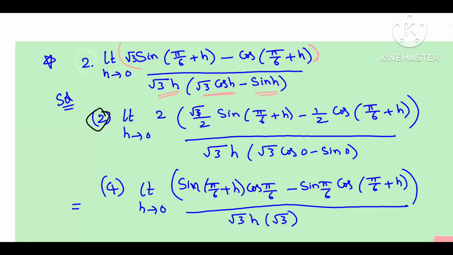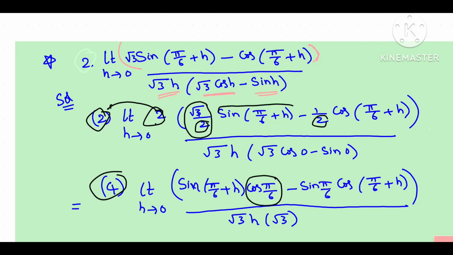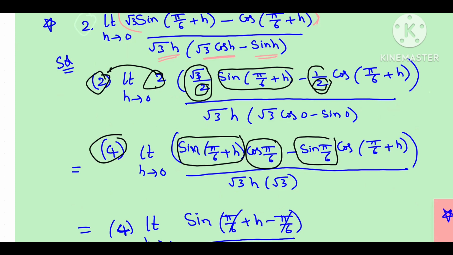So in the numerator we can adjust to sin a minus b or cos a plus b. Here divide and multiply by 2. So here also 2 dividing. So 2 into 2, 4. 4 times of limit h tends to 0, root 3 by 2. Here I have written cos pi by 6. So sin pi by 6 plus h into cos pi by 6. Cos 30 value root 3 by 2, minus 1 by 2 is sin 30 into cos pi by 6 plus h, upon in the denominator h place 0, right? Here cos 0 is defined, sin 0 is 0 defined. Root 3 h into root 3 cos 0 minus sin 0. So cos 0 value 1, root 3 times of 1 is root 3.